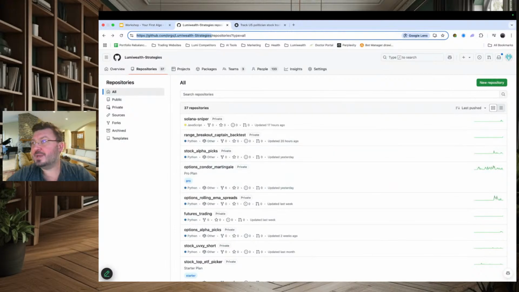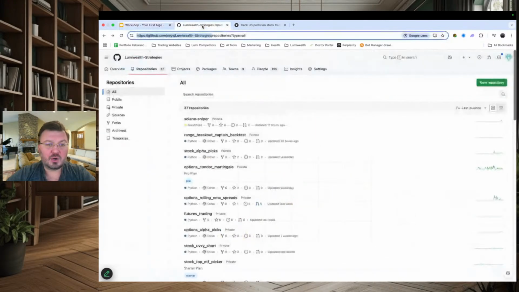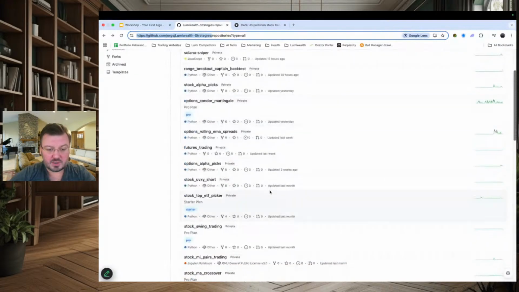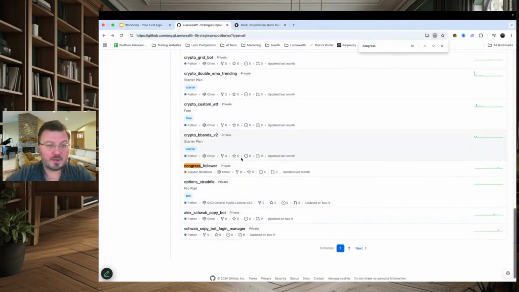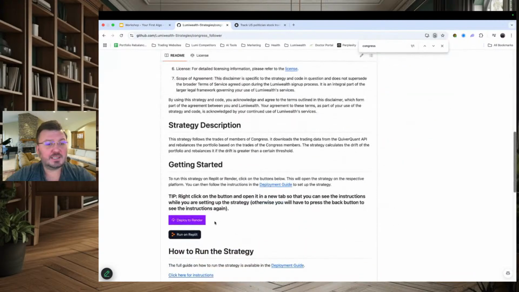And you guys can basically just go into this bot. So you can find here Congress trading. Congress follower bot is right there. You'll click on Congress follower. And then when you go down here, you'll see a button that says deploy to render. That's basically how you would run this algorithm. I'm going to show you how to do the rest of it today. But let's say you want to actually run this bot. That is how you would do it, right?